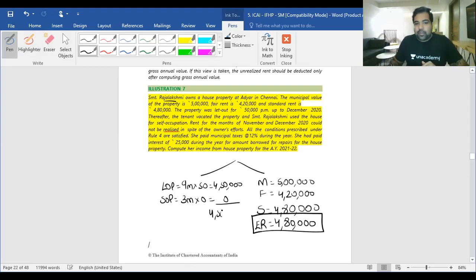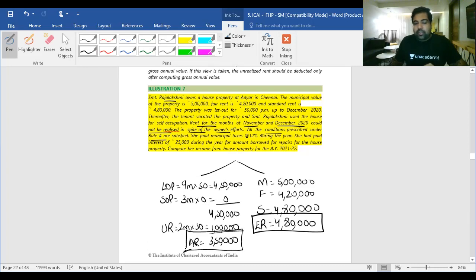So it is 4,50,000. Now, rents for the month of November and December could not be realized in spite of the owner's efforts. All the conditions prescribed have been satisfied. Guys, if there is any unrealized rent, you can minus that. Unrealized rent is always allowed to be minus as long as there are 4 small conditions which you fulfill. Most exam questions will fulfill that. Unrealized rent is like bad debts, you can minus it. So for 2 months, they have not paid. So 2 months into 50,000, that is 1 lakh rupees they've not paid. So your actual rent becomes 3,50,000.